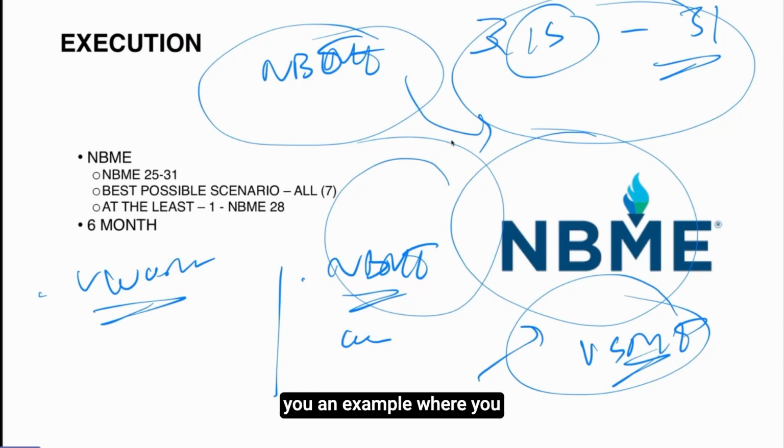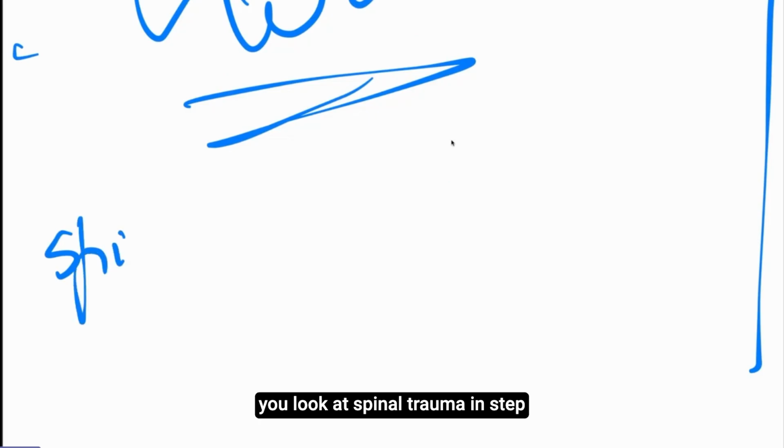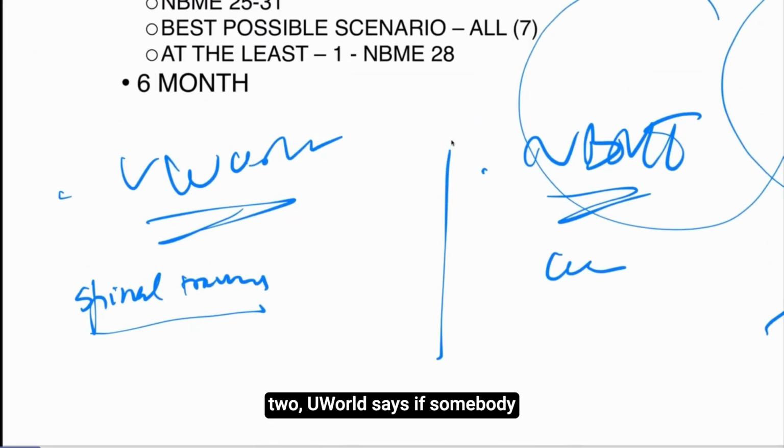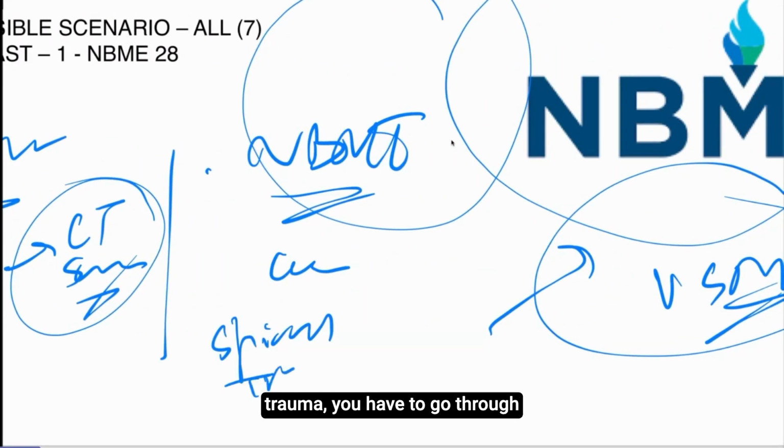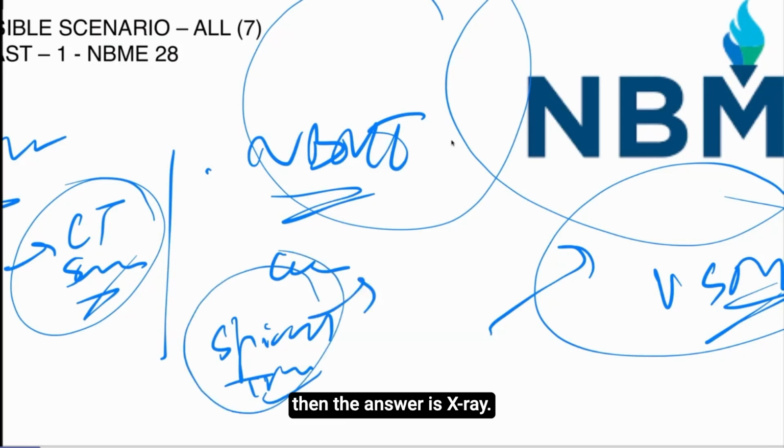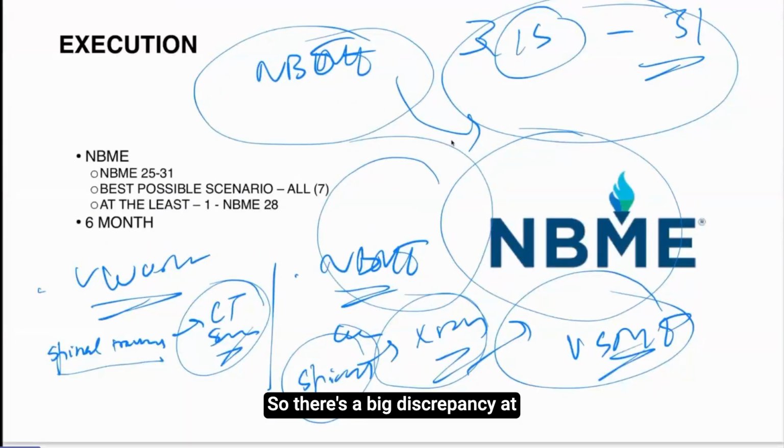For Step 2, I can give you an example where UWorld can sometimes be contradictory towards NBME. Look at spinal trauma in Step 2. UWorld says if somebody presents with spinal trauma, do CT. That's the answer for UWorld. NBME says if there is a spinal trauma, you have to go through the third order question and then the answer is X-ray. So there's a big discrepancy at times between what UWorld says and what NBME says, and because of that, people get questions wrong on USMLE because they never trained in NBME material.